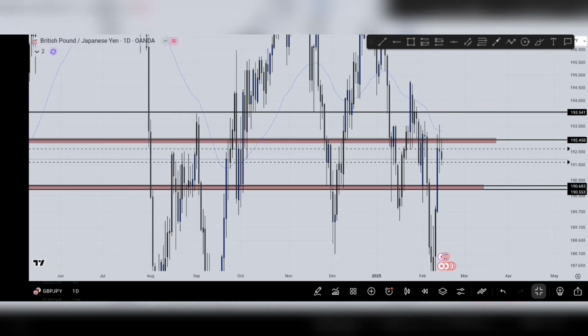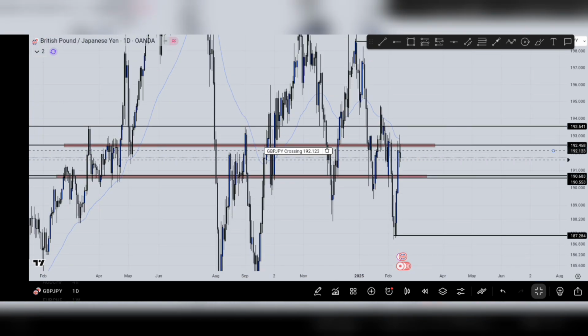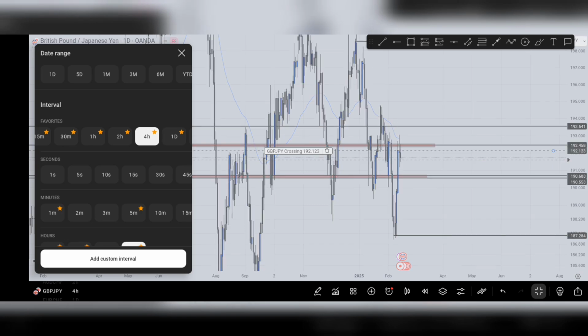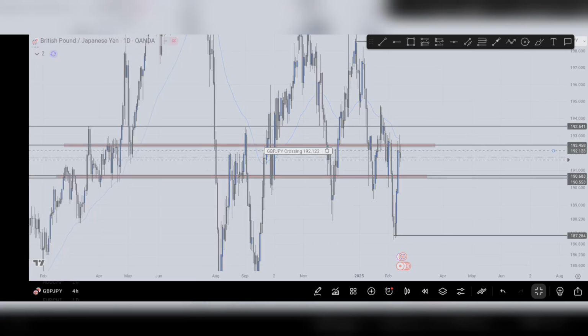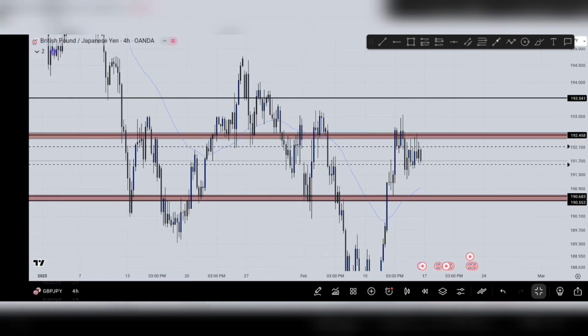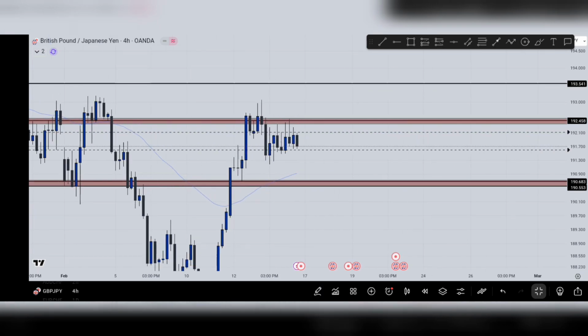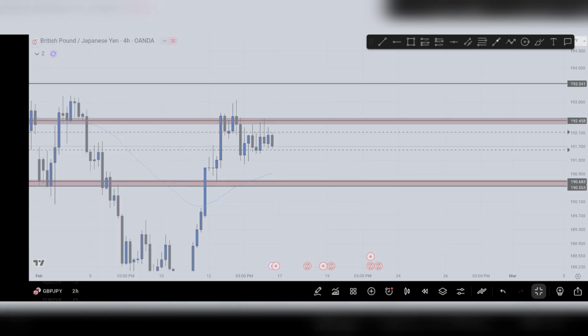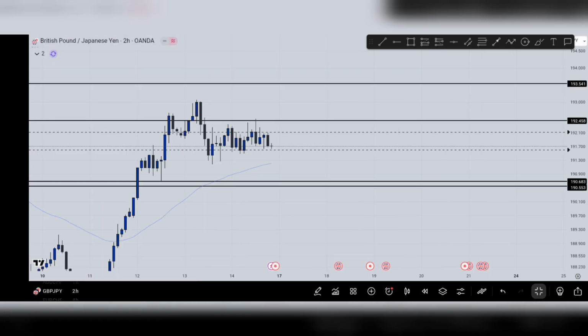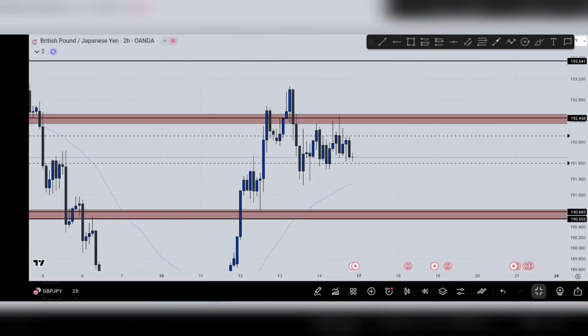So what we're going to do, we're going to drop down to the 4 hour time frame, guys. If you see at this point, the market rejected this level. So what we can see there is a double top pattern forming with a correction. So we'll drop down to the 2 hour time frame. You can see a double top formation from here.